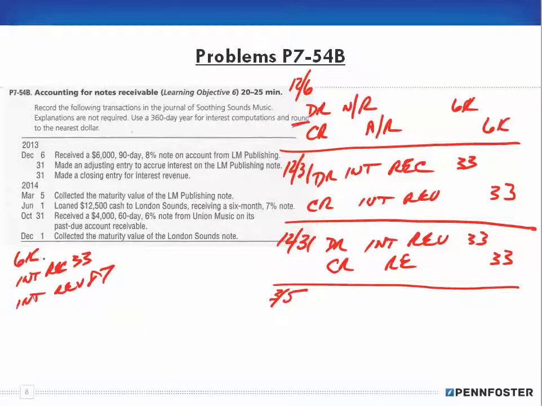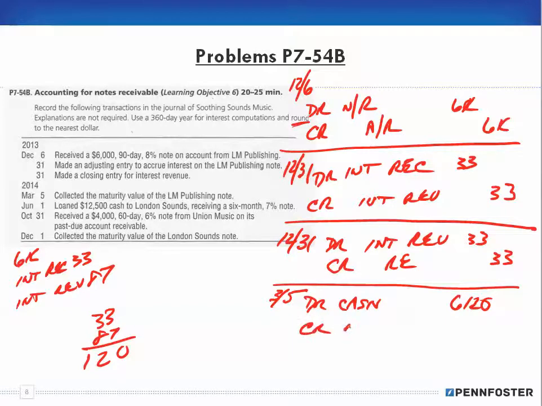That means that our total interest is 33 and 87. That's 120 plus the 6,000. So we're going to receive cash for 6,120. So we're going to debit our cash for 6,120. And now we have to credit everything.